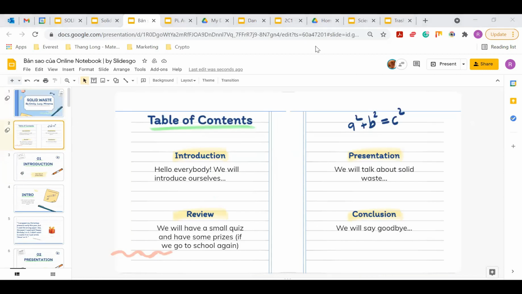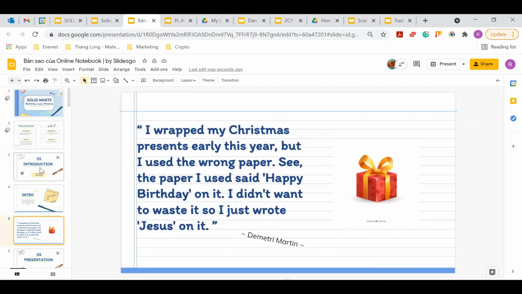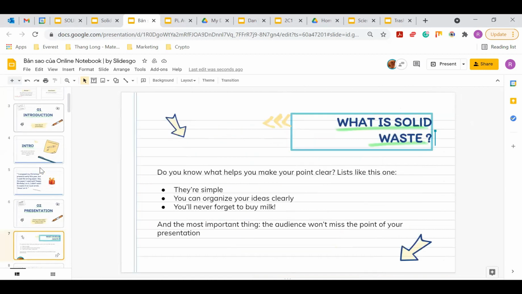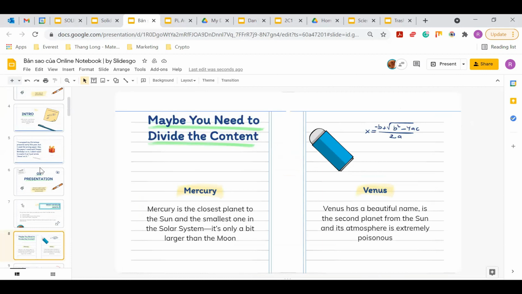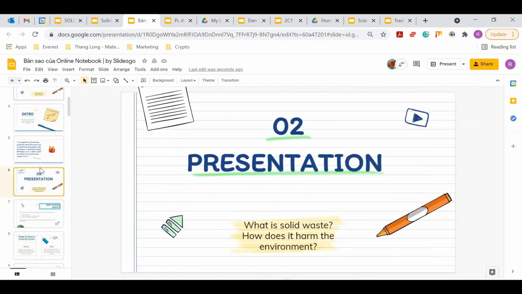First, we are going to have a table of contents where we talk about what our slides will be about, and then the introduction is where we introduce our group members and what we're going to talk about. Okay, fine. This is good.